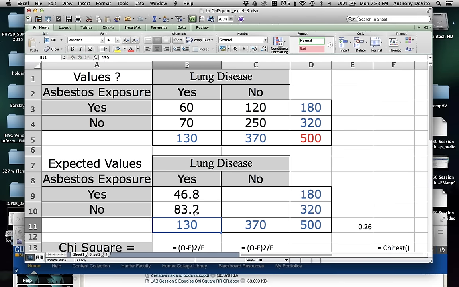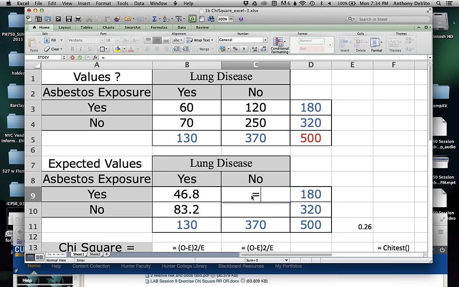In fact, if you add these two together, it'll add up to 130, right? Because it's got to add up to 130 because they're both 26%. So when you add them up together, it'll be 26% of 500. So what does that leave for the no's? That leaves 180 minus the yeses, and that leaves 320 minus the yeses.